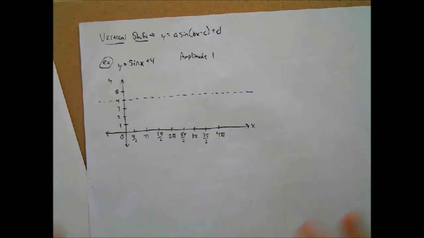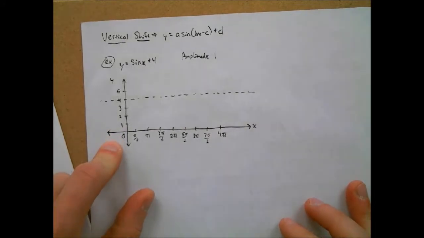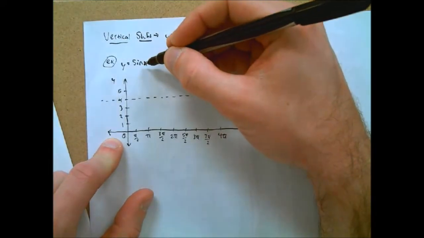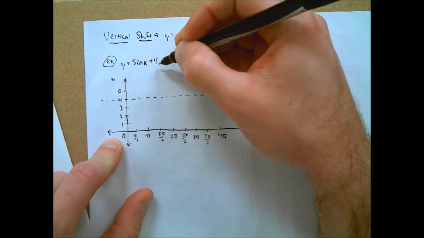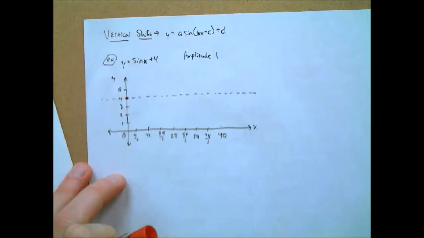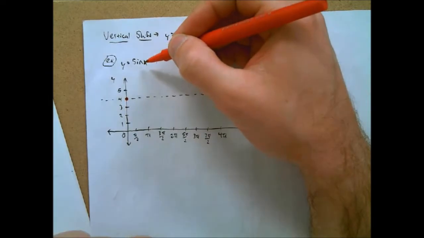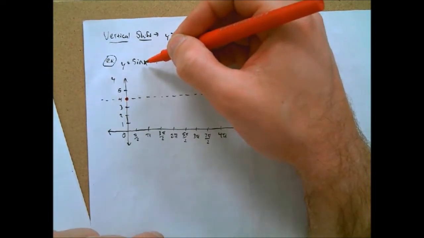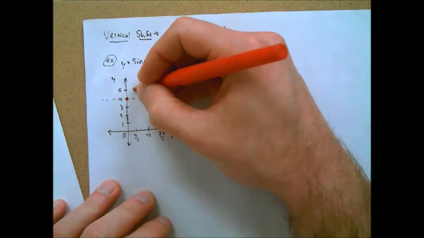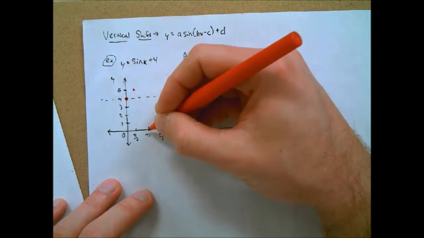Okay, so again, we'll start with 0, because 0 is where our period starts here. Again, we didn't shift it left or right or stretch or shrink it at all. So we'll plug in 0. What is the sine of 0? 0 plus 4. 4, okay? So our first point is 0 comma 4. Then you can plug in pi over 2. Sine of pi over 2 is one plus four, five. So at pi over 2, we're really at 5. And then what's the sine of pi? 0 plus four, four, right?